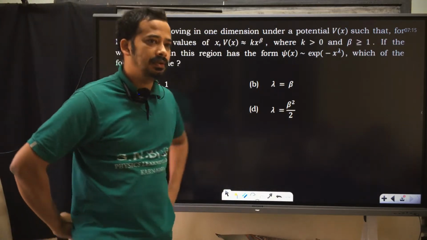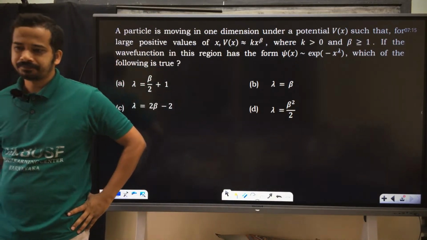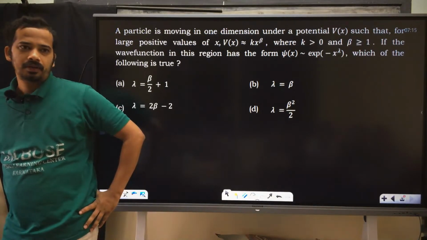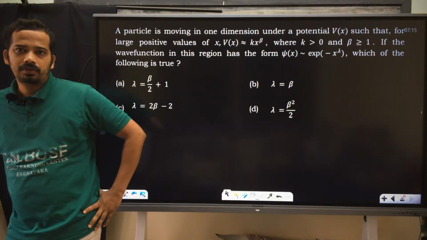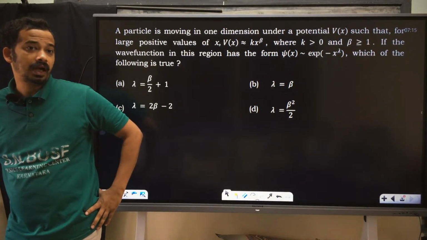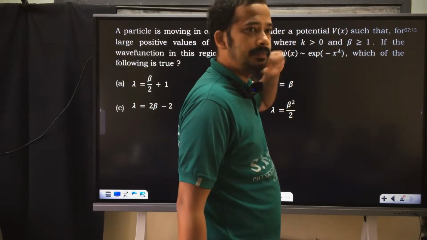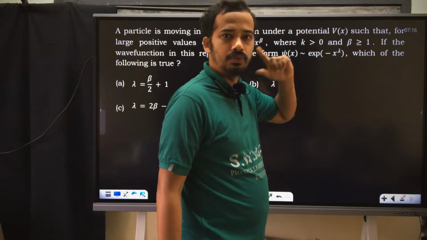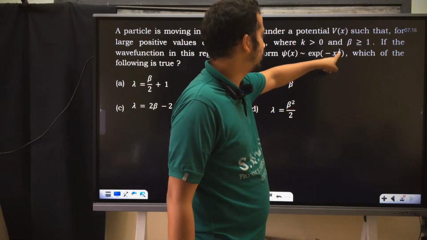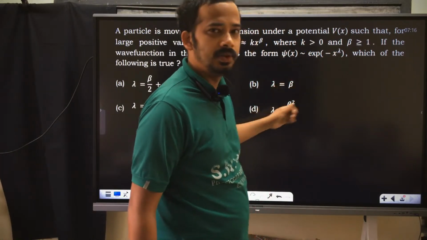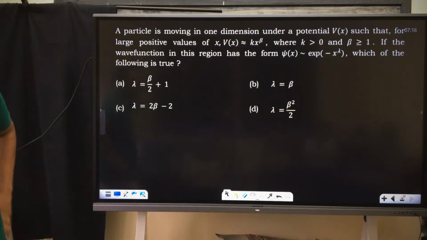Actually, whenever this kind of problem comes up, you had better apply whatever you know. What is that? The harmonic oscillator, you know. Am I right? So where beta is 2, lambda will also be 2. Am I right? But that won't work here. Check this out. All the options are like this.